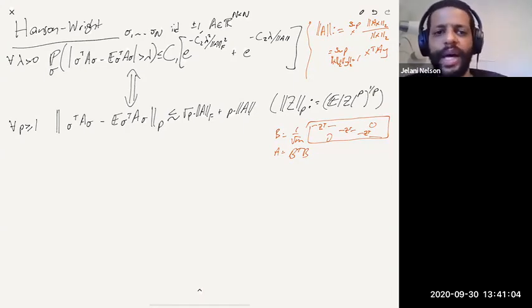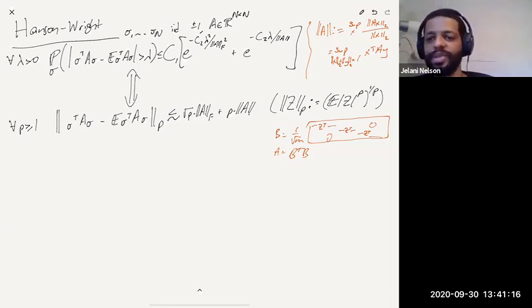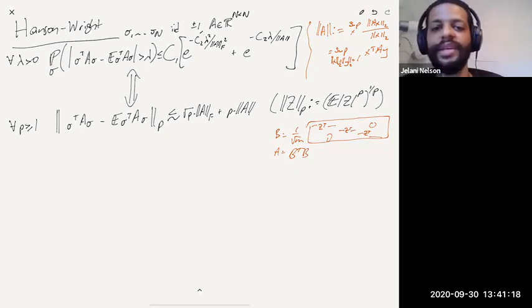So anyway, I stated Hansen-Wright on Monday as this tail bound. For all lambda, there's some tail. It's a mixture of a Gaussian tail and an exponential tail. So e to the minus lambda squared is how a Gaussian decays. E to the minus lambda is how an exponential random variable decays. So the tail bound again is the sum of the two, which is basically the same as the max of the two up to a factor of 2.